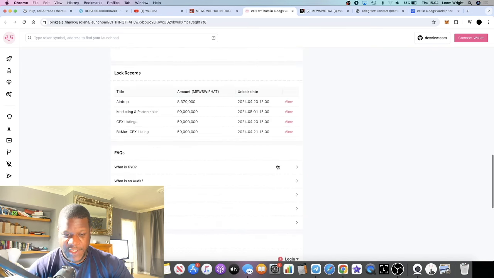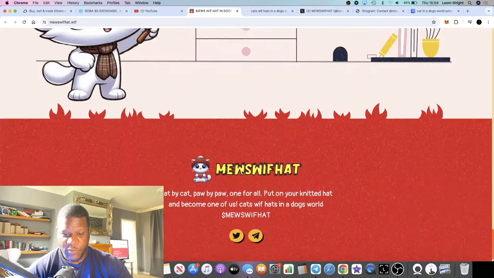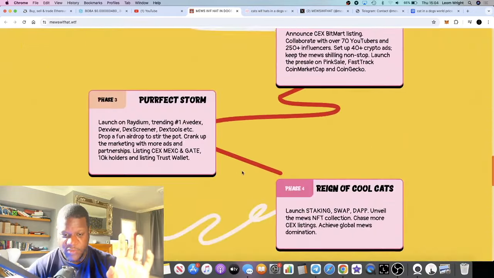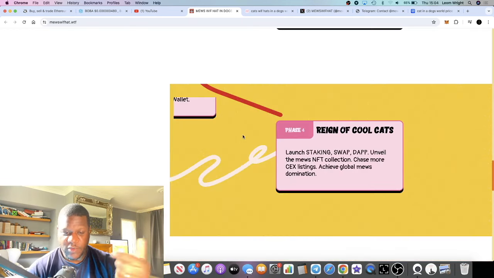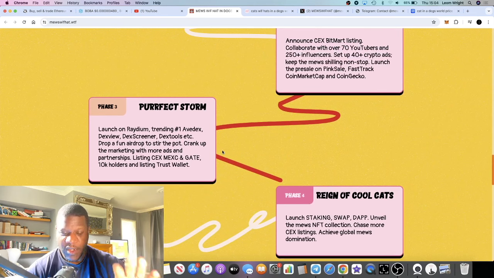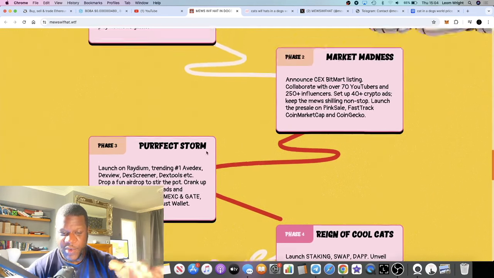And it did mention something about staking as well on the website or in the roadmap, right? If you go and check out the roadmap, they're talking about staking, a swap dApp, NFT collection, and more. So making it a little bit more than just a meme coin, moving on with some utility.